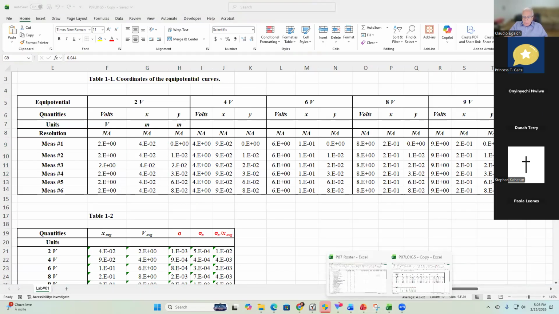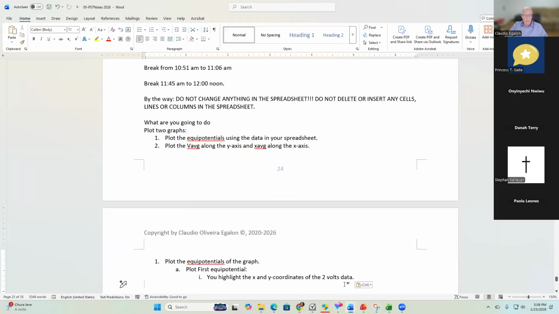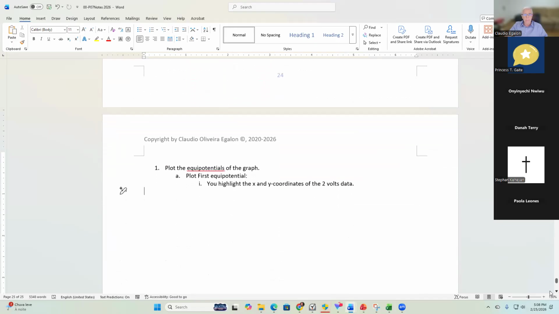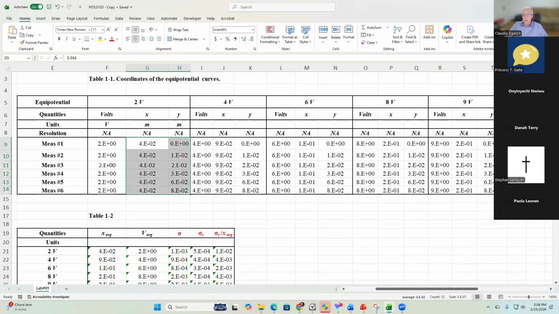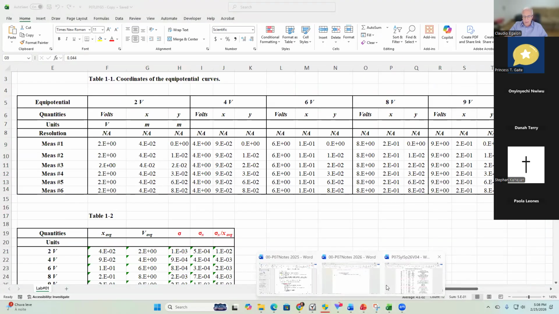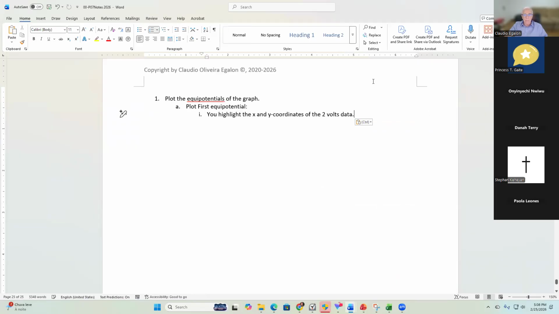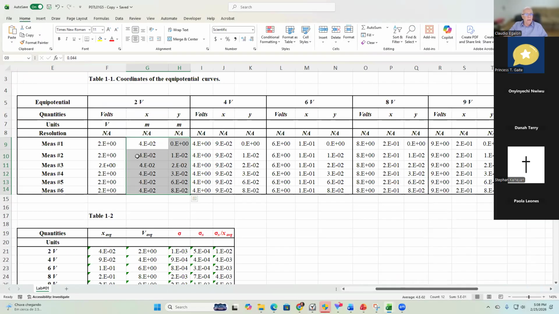Okay, so here you go. I'm going to keep on switching back and forth because I have you highlight the X and Y coordinates of the 2-volt data, right? And then what do you do? Next, leave it highlighted. Click Insert at the top of the spreadsheet, right? Highlighted. Go here, Insert. See that?